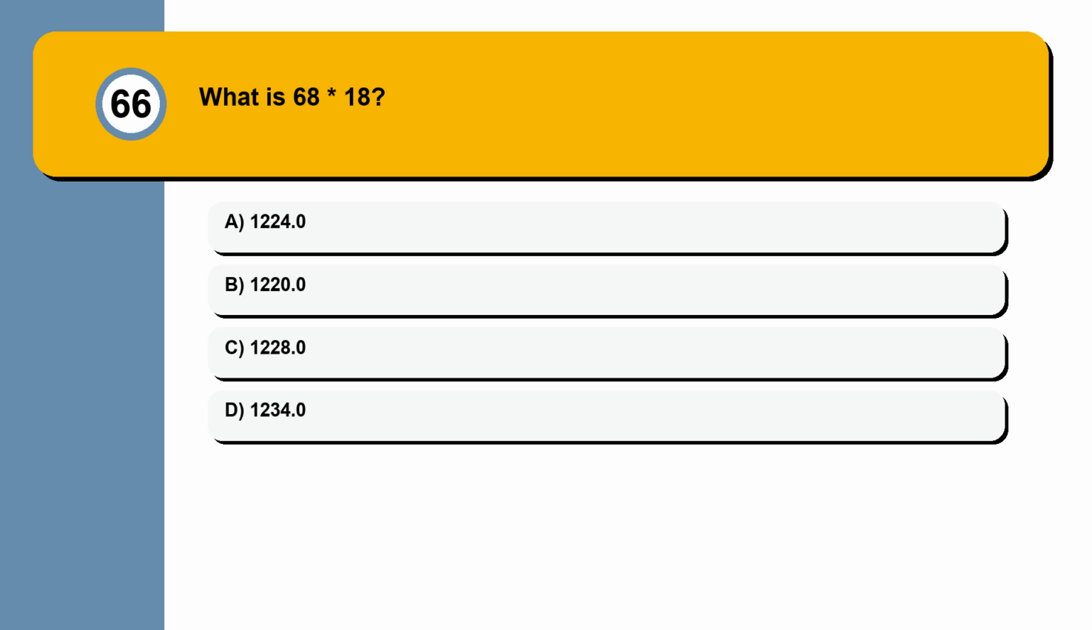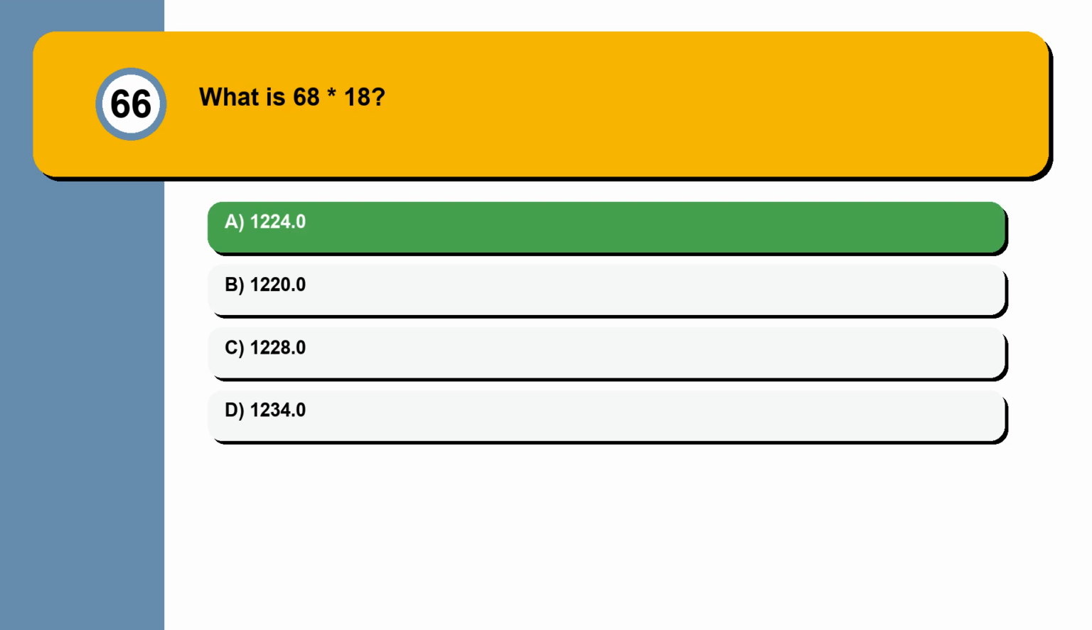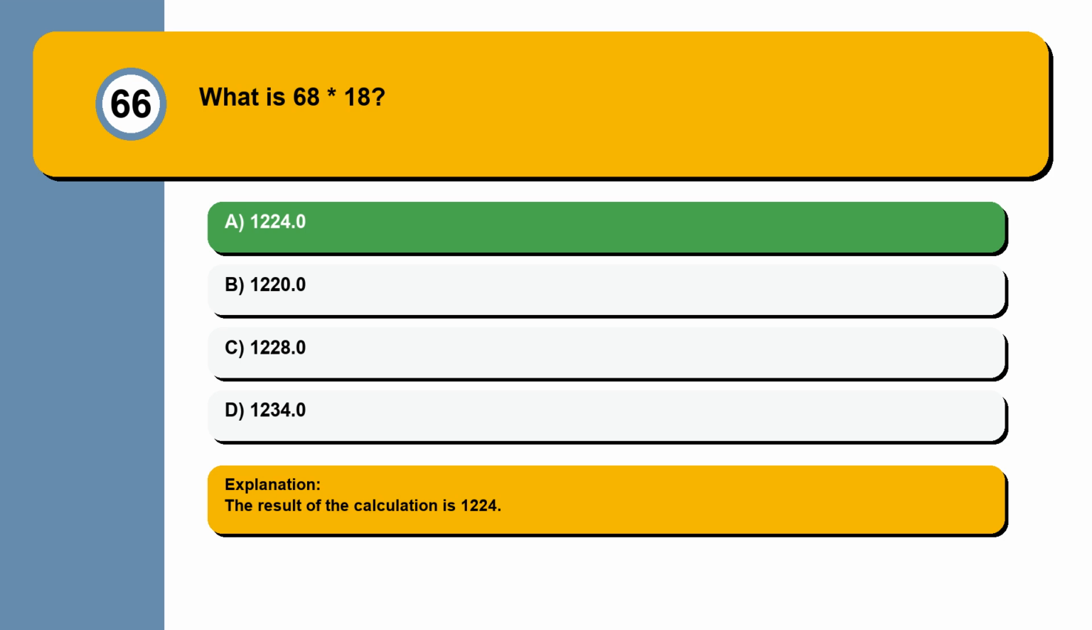Question 66. What is 68 asterisk 18? 1224.0, 1220.0, 1228.0, 1234.0. The result of the calculation is 1224.